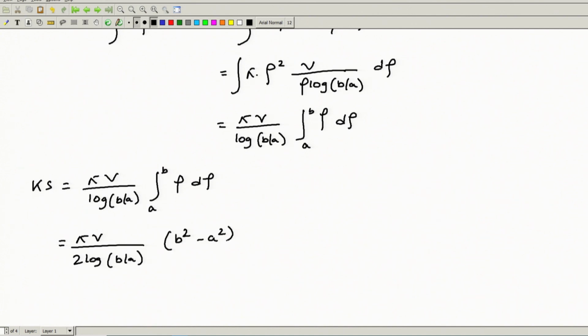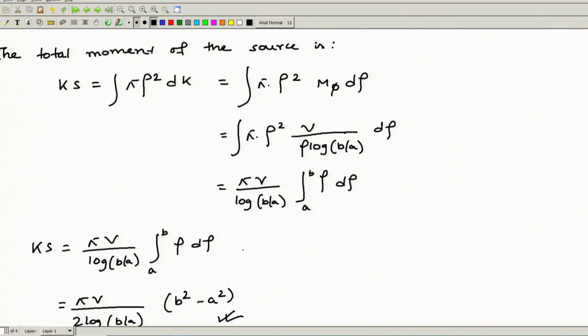Now this magnetic loop is equivalent to an electric dipole if we make a certain substitution like IL equals minus j omega epsilon Ks. In place of Ks, we can substitute this value and then eventually find all the fields. So this is all for today.